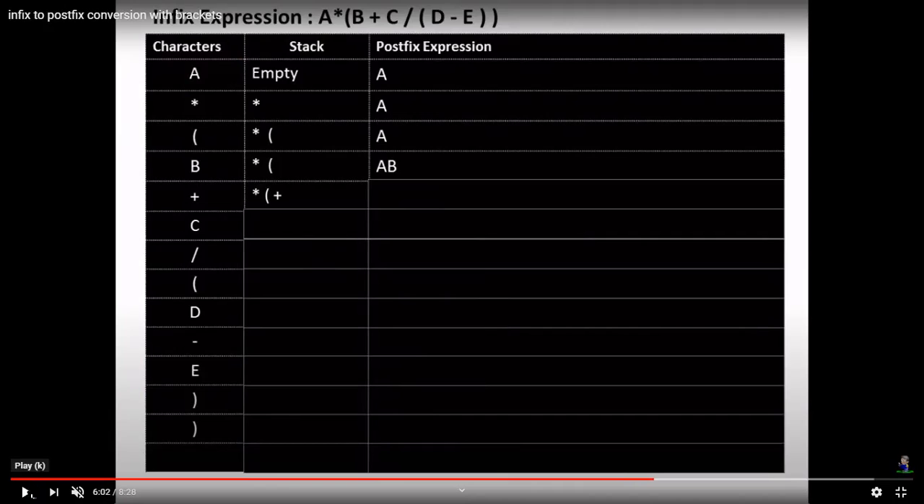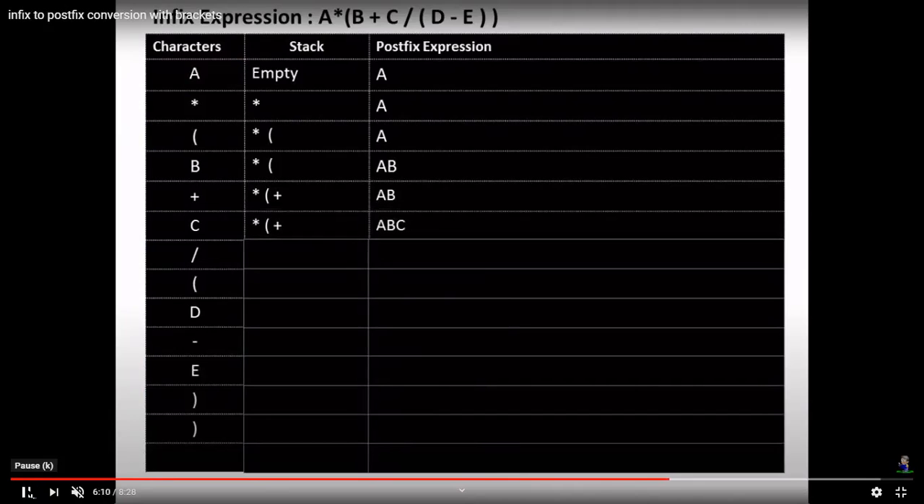The next operator we have is plus. So it will be pushed to the stack. We will be having in the stack a star, opening bracket, plus. And the postfix expression will be as it is, AB. Then C is an operand. So we are going to place it in the postfix expression, the operand C after A, B, so A, B, C. Another one is a division. So division, as it is an operator, it will be placed in the stack on top of plus. The postfix expression will be A, B, C.